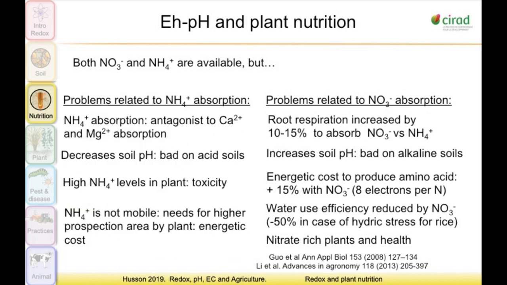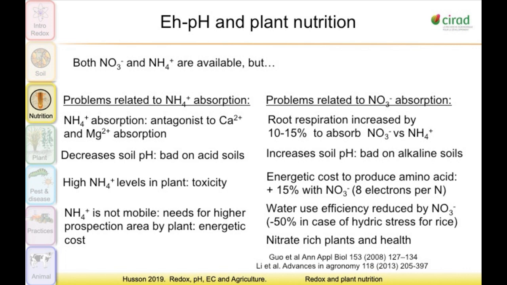Absorption of ammonium is antagonistic to calcium and magnesium and other ions. So you can create calcium deficiency because there's only ammonium in your soil. We decrease soil pH, so this will be bad for acid soil. We've seen that you can solubilize aluminum. And a high ammonium level in the plant is toxic for the plant. So it's not good either to have too much ammonium.